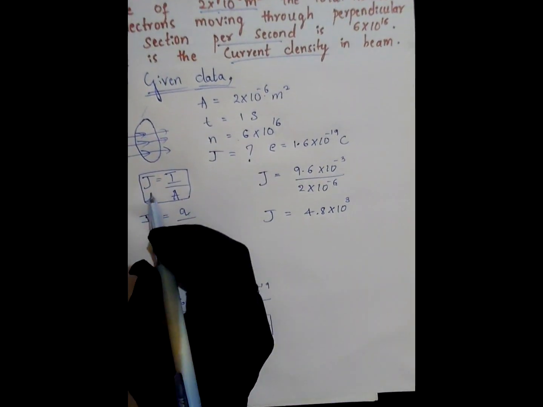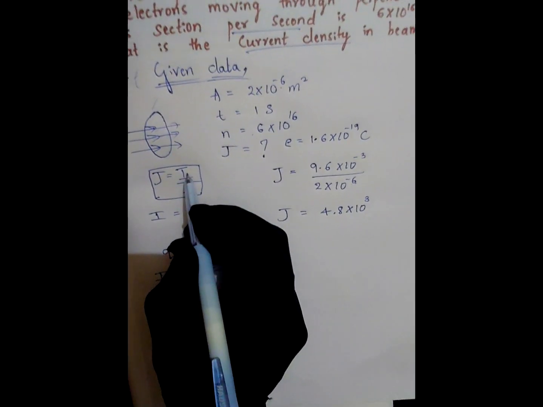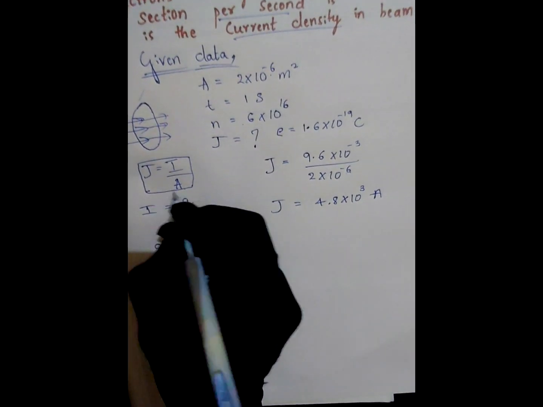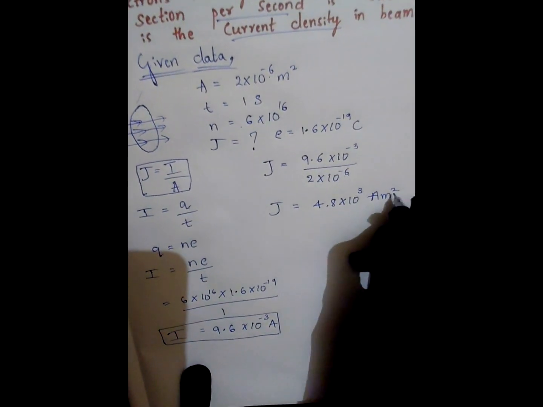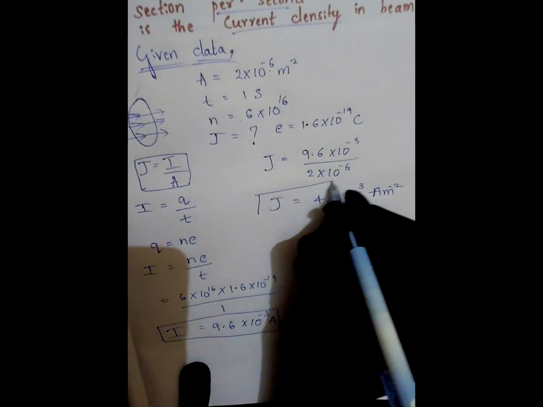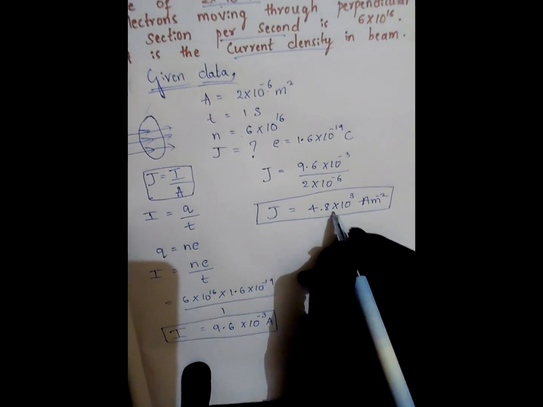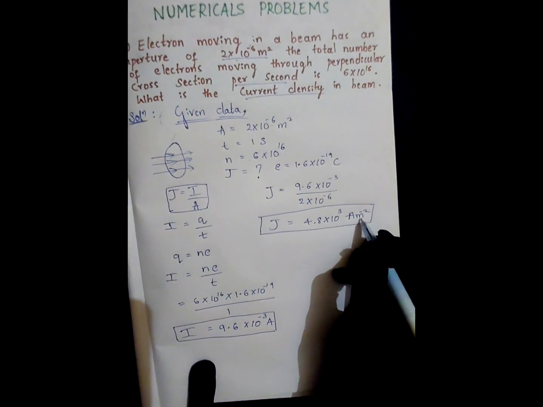And we know that the formula of J is I divided by A. I means current, in terms of ampere, divided by area, in terms of meter square, so per meter square. So, the final answer of J, J means what here? Current density: 4.8 into 10 to the power 3 ampere per meter square.